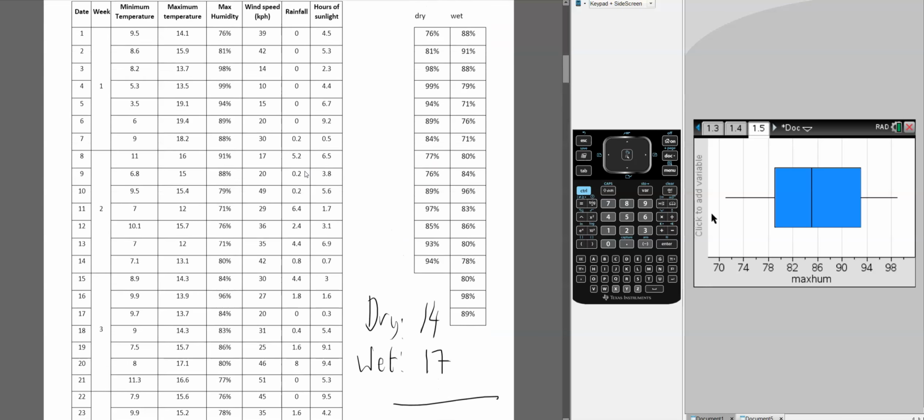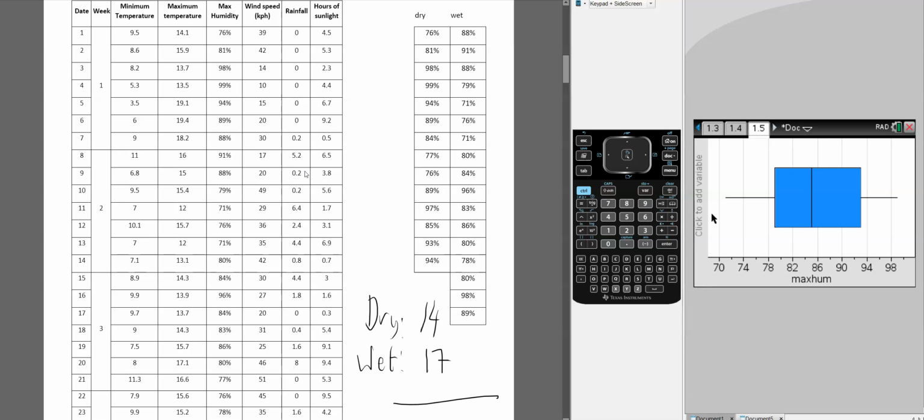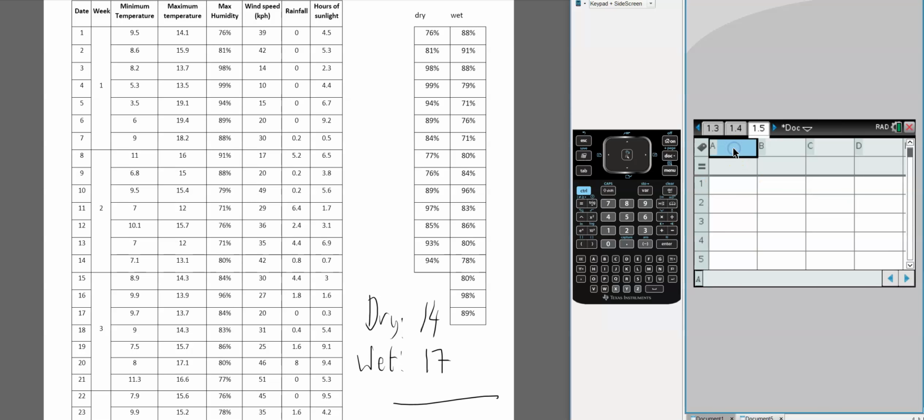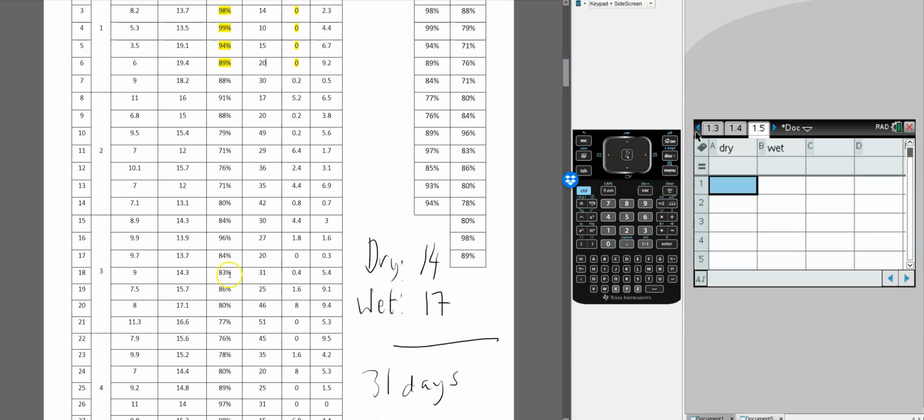So the way I would approach this is put this data into a spreadsheet. So I'm going to start a new spreadsheet, so menu, page, spreadsheet, and I'm going to call this dry, and I'll call this wet, because we want to separate the two from each other. And I'm going to put all the dry days in one column, and so I'm going to highlight these as the ones that we want, because these are all aligned with 0. Okay, all the ones that have 0 we align.